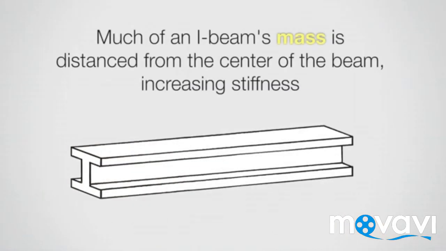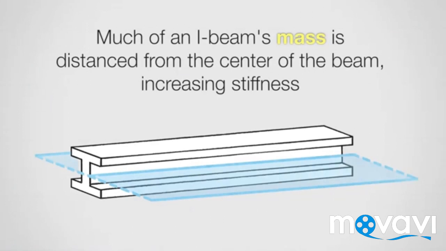Similarly with this I-beam. The I-beam is a pretty common beam for vertical loads. It's bending about this axis in the middle, and more of the mass is away from that axis, so it tends to be a stronger, stiffer system and has a higher moment of inertia.